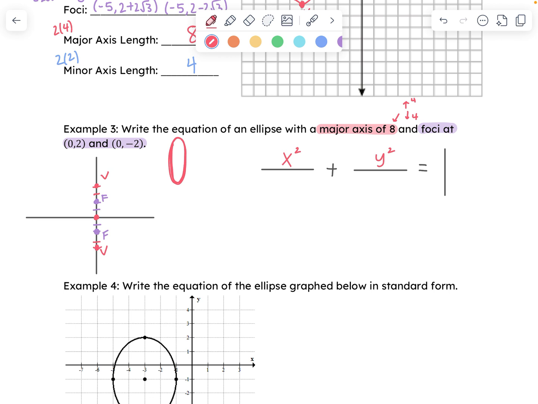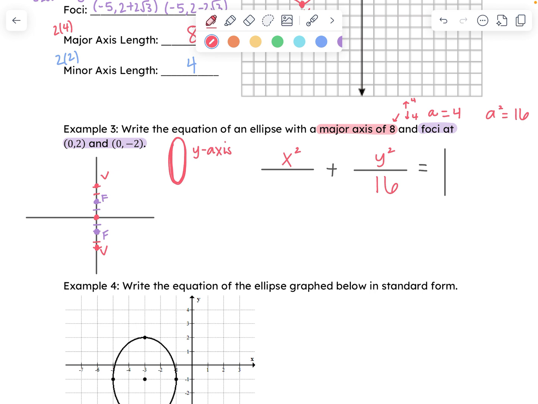That also gives me my A value of 4. And since we're going with the y-axis, I know it needs to go under my y over here. And so A squared would be 4 squared, which is 16, and that's going to go right there. So the last thing I need to figure out are those co-vertices.